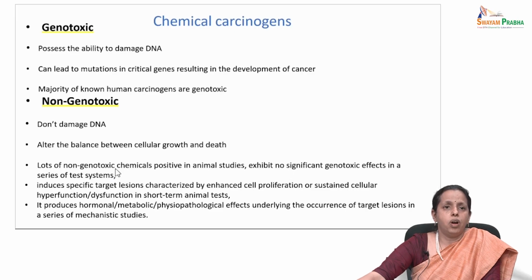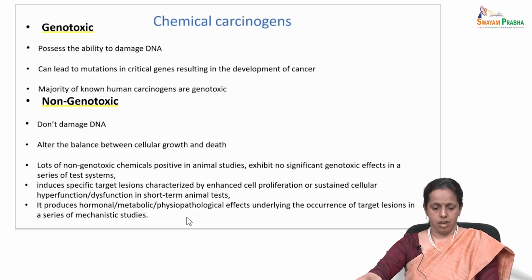So, lots of non-genotoxic chemicals positive in animal studies exhibit no genotoxic effects in a series of test systems. They cause specific target lesions characterized by cell proliferation or sustained cellular hyperfunction in short-term animal models. These non-genotoxic agents produced hormonal, metabolic and pathophysiological effects underlying the occurrence of target lesions in a series of mechanistic studies.